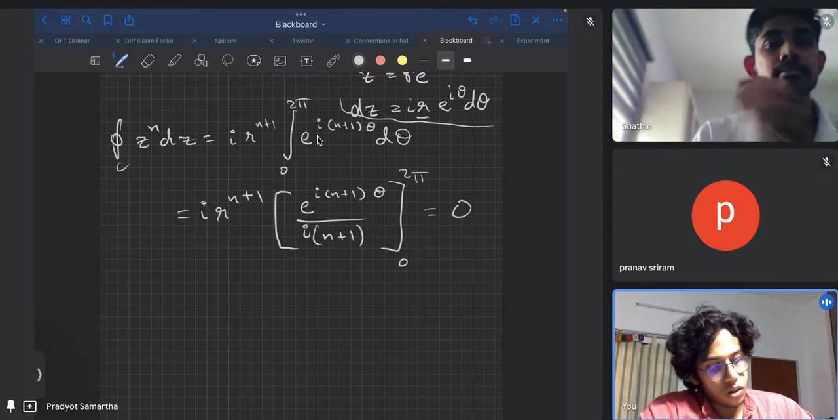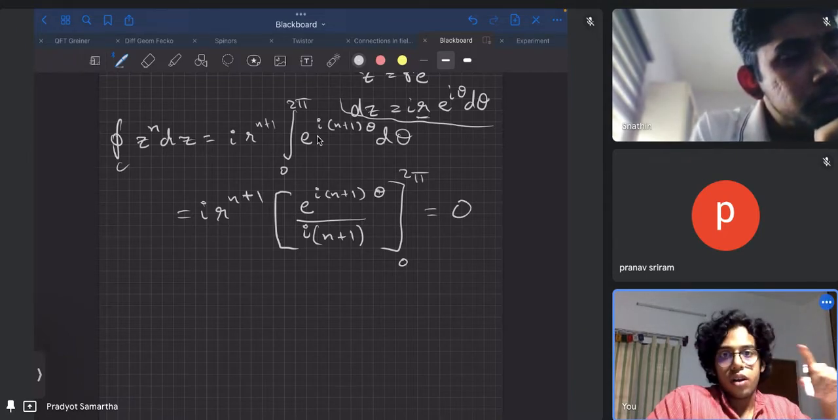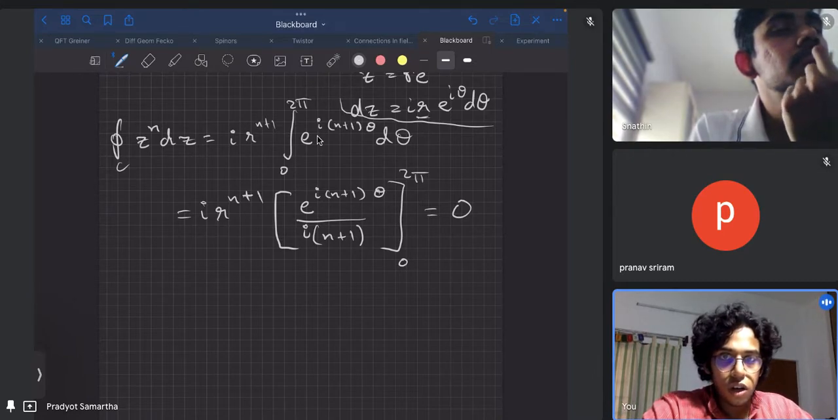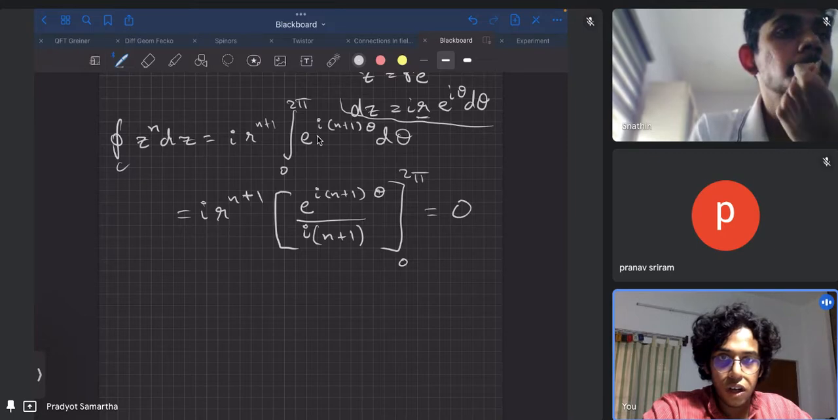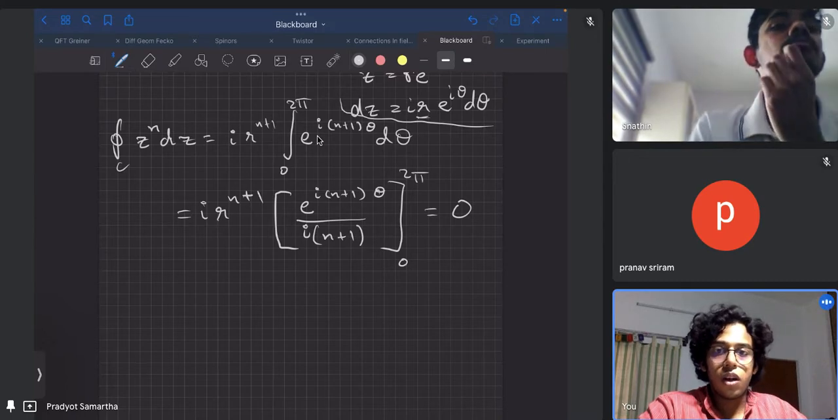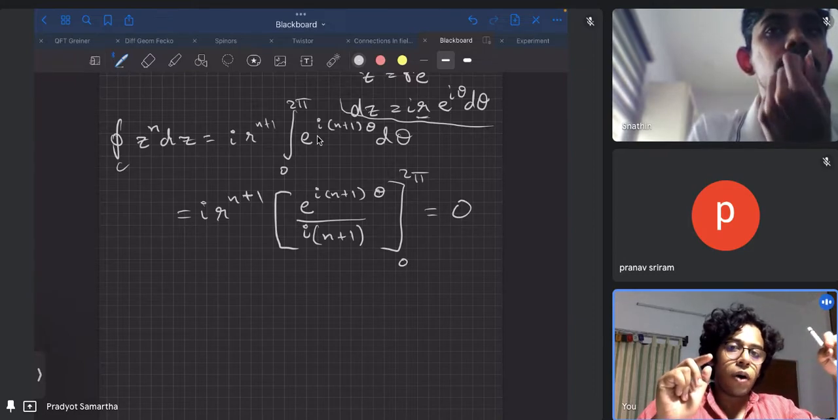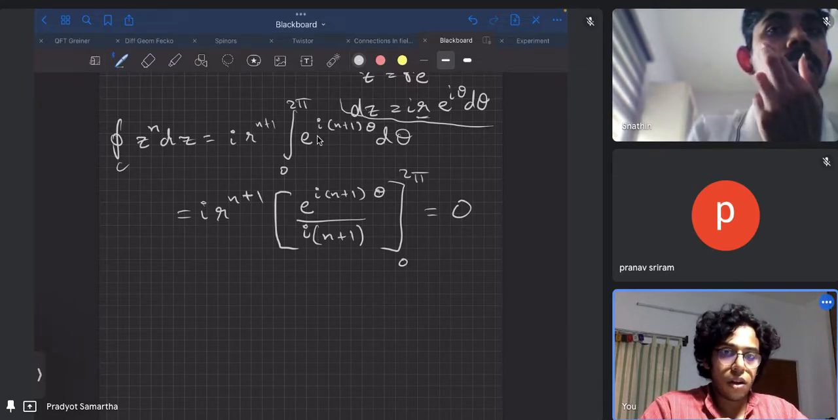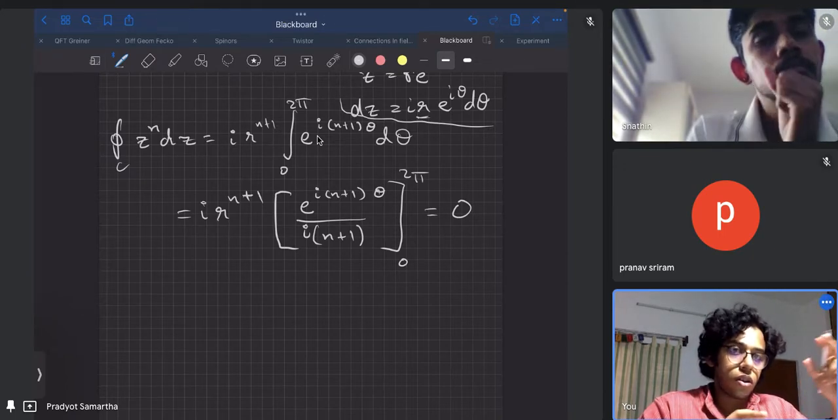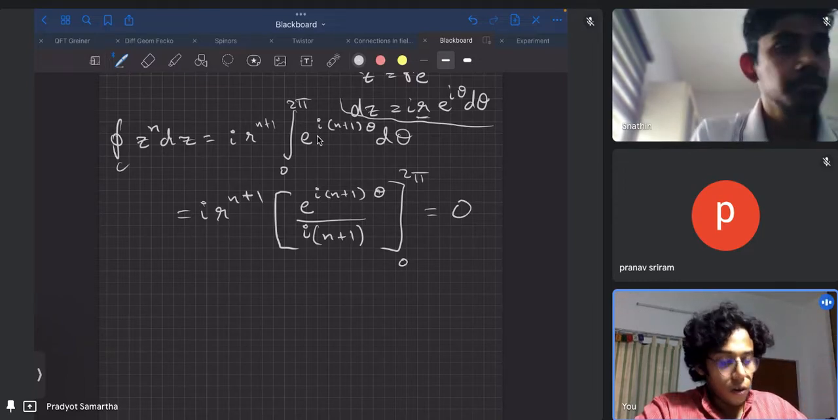When you evaluate this, you find out that the whole integral just vanishes. So how does that happen? You have e to the power of i·0 and e to the power of i·2π, and you see that they just cancel out. Because e to the power of 2πi(n+1), and then you have e to the power of 0, so you have minus 1 plus 1 and they just cancel out.